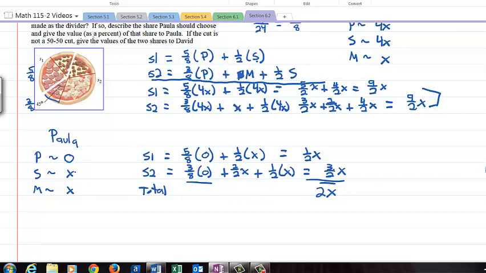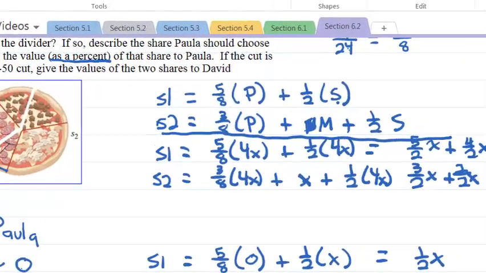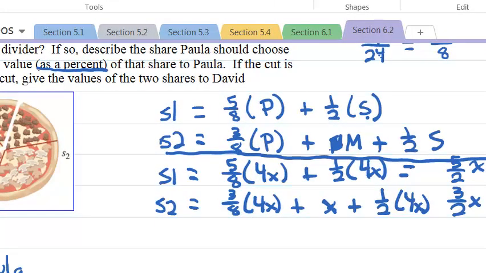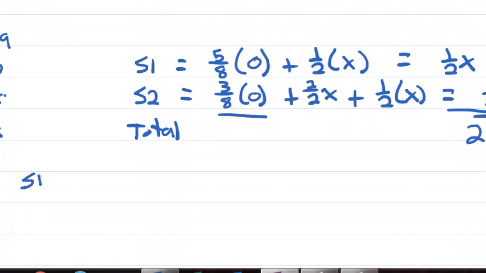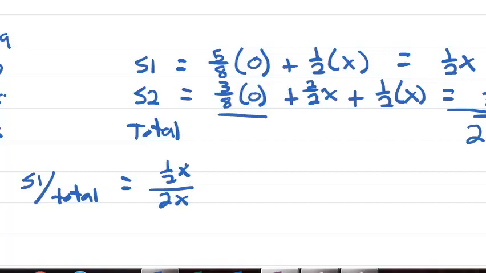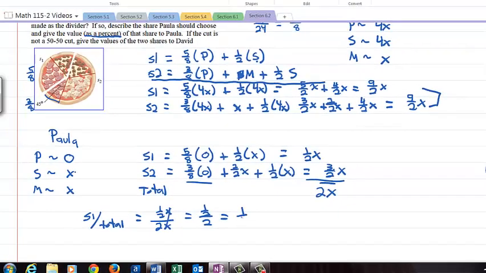The question then says to give the value as a percent of the shares to Paula. All right. So S1 divided by the total is 1/2 x divided by 2x. The x's cancel. Gives me 1/2 over 2, which is a quarter, which is 0.25, and then as a percent, 25%.